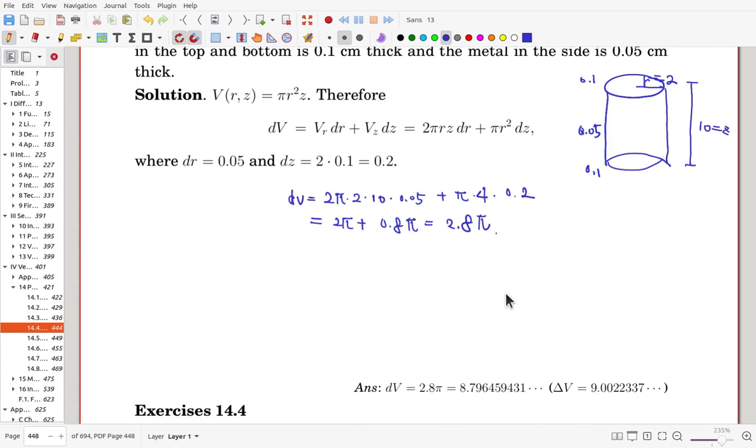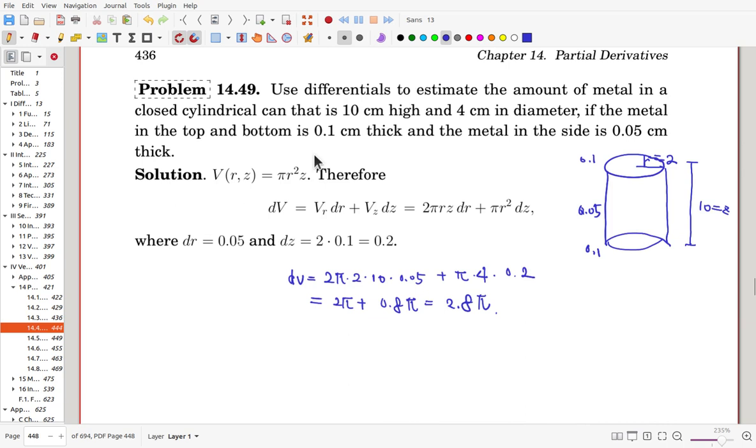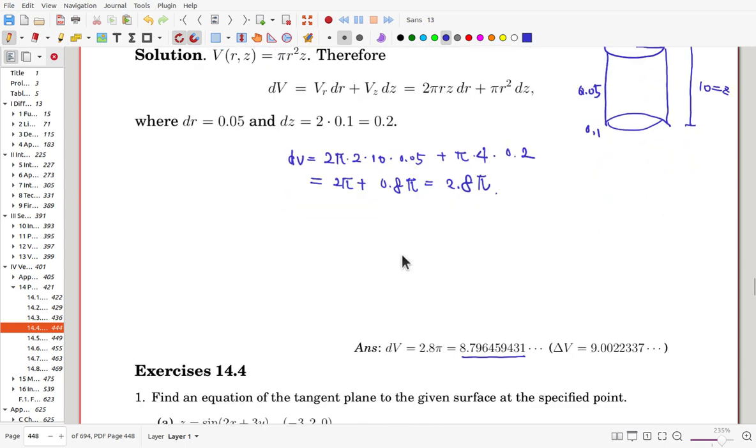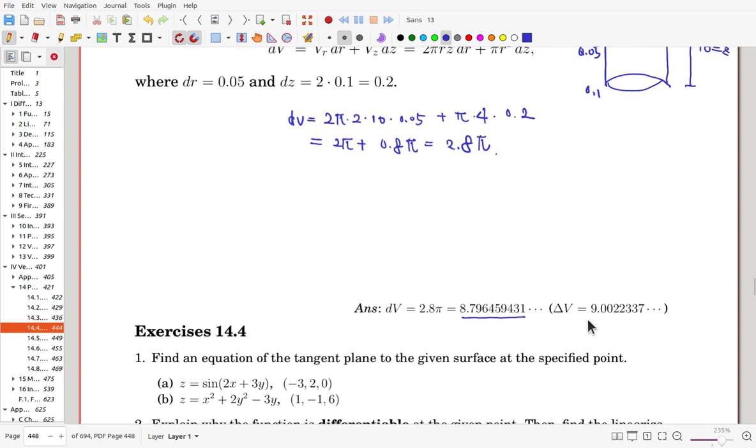And okay, the numeric value of 2.8 pi is 8.79. And now for the real value, we start with r equal to 2 and height 10, make the thickness, take the outer volume and subtract the inner volume, and we can get the real volume, which is here 9 point something.